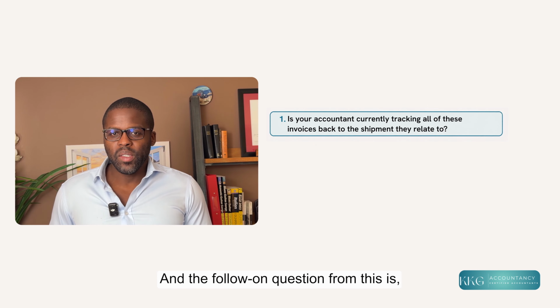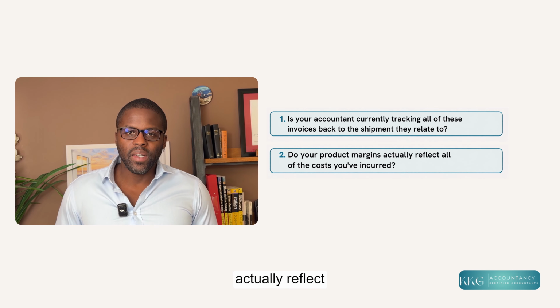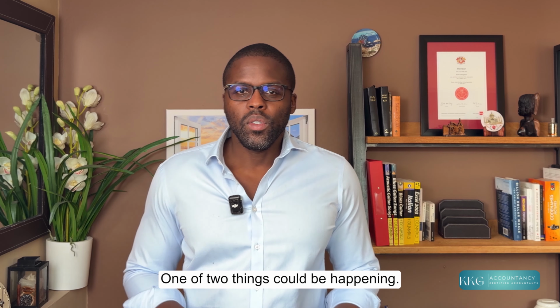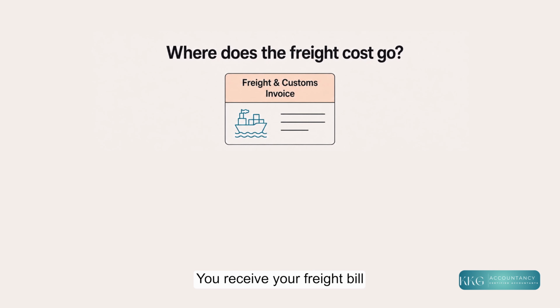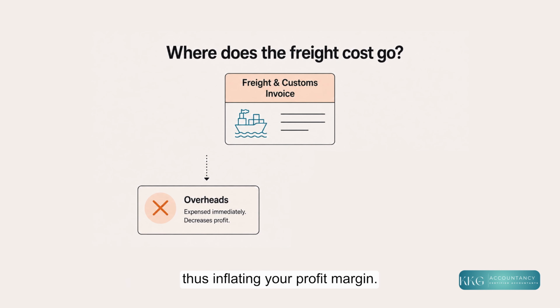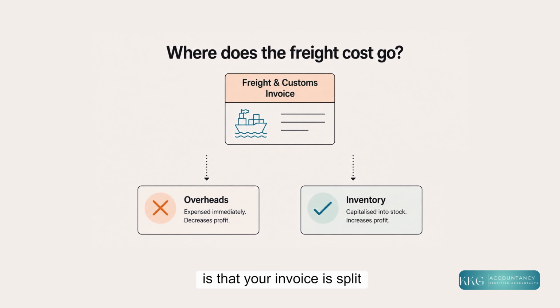And the follow-on question from this is, do you know whether your product margins actually reflect all of the costs that you've incurred? One of two things could be happening. You receive your freight bill and your invoice recognition software is set up to automatically code it to your overheads, thus inflating your profit margin. The second thing that could be happening is that your invoice is split evenly across all of the SKUs in your container.